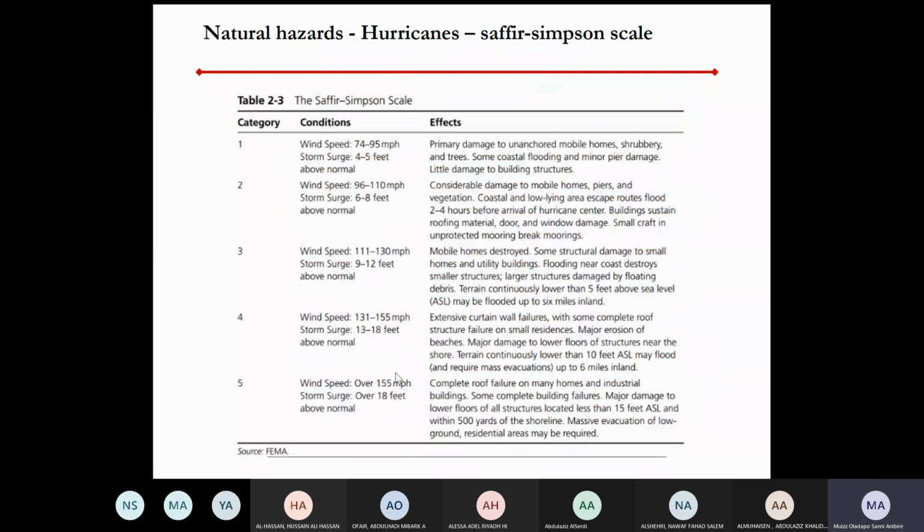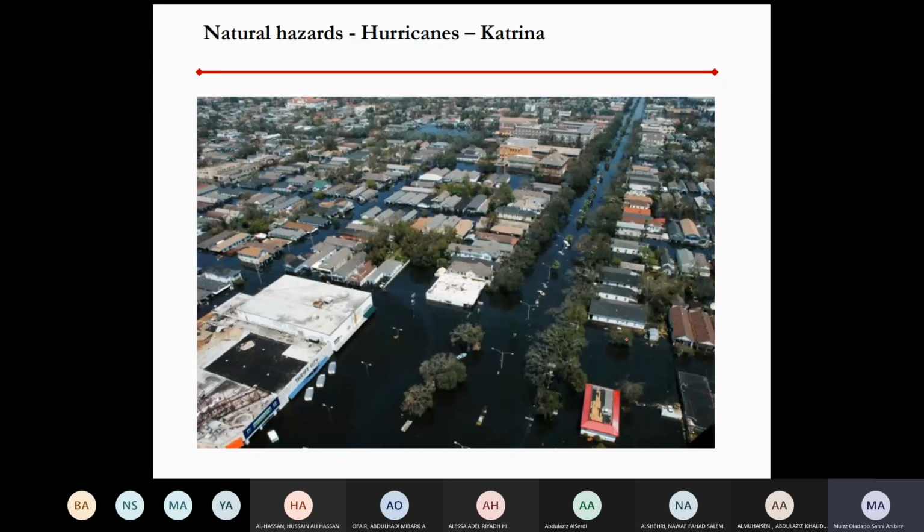Now, this is what the Saffir-Simpson scale looks like. We have category 1 to category 5. On the Saffir-Simpson scale, you can see the wind speed. Wind speed over 155 miles per hour is category 5. And here you can see some of the potential effects and damage: complete roof failure on many homes and industrial buildings, building failures, damage to lower floors of structures, massive evacuation of low ground, and things like that.